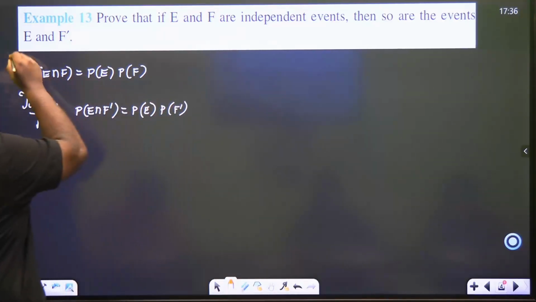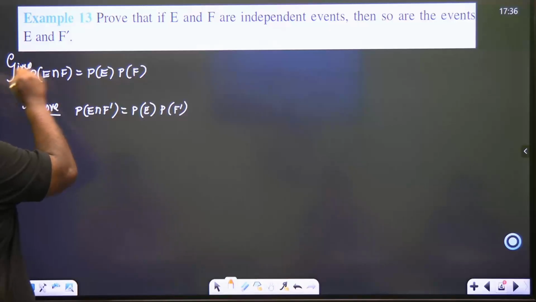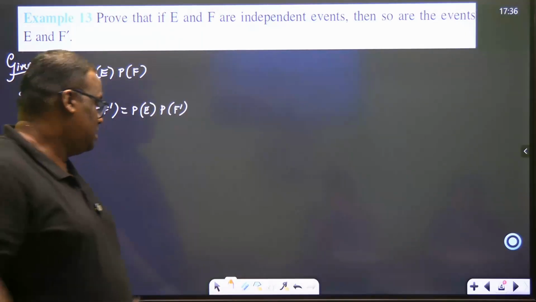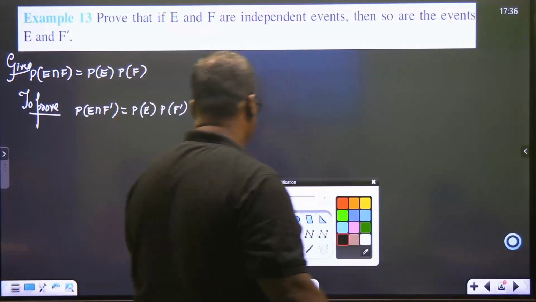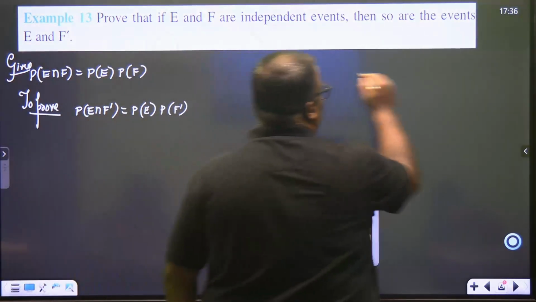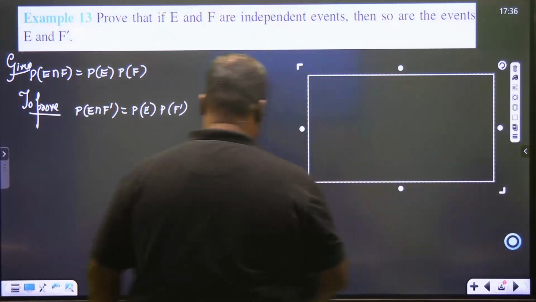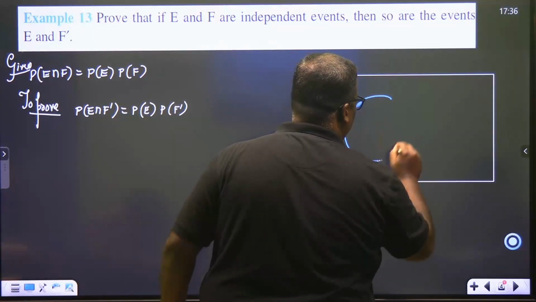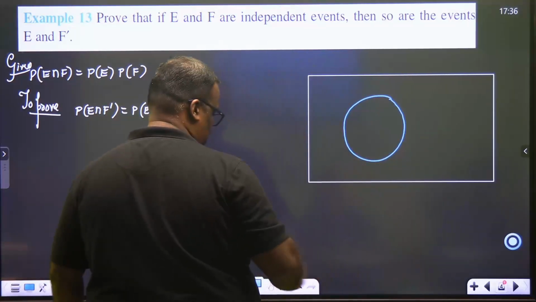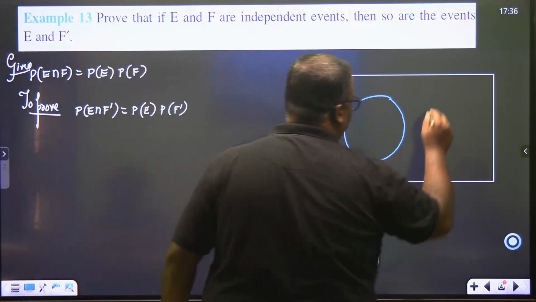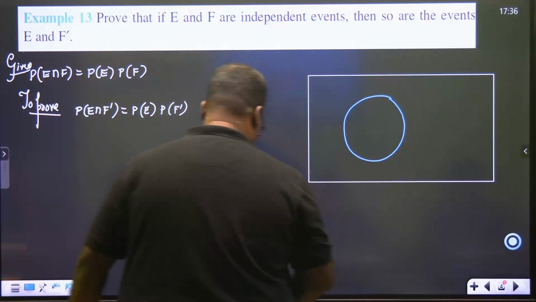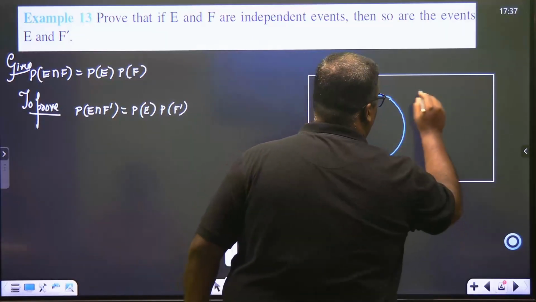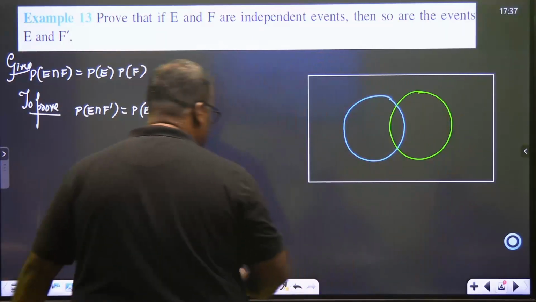Did you understand this or not? First tell me. This is the data that is given. This is what you have to prove. Complement, you know? Okay. Such questions are best understood by Venn diagram. So let's see the Venn diagram. Okay, try and understand first. Let's see the Venn diagram of this. So let's say we have E as one set or event. We are not doing sets here. And this is F. Sorry, this is F.